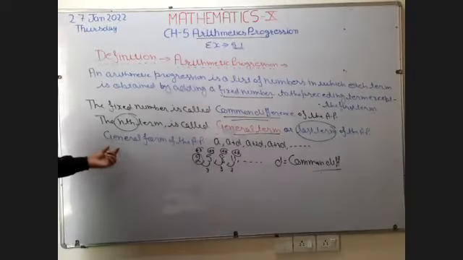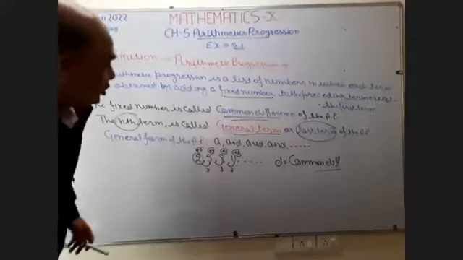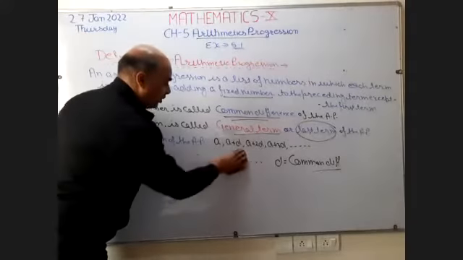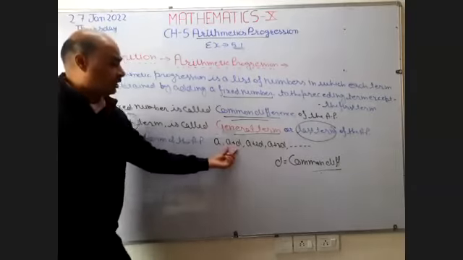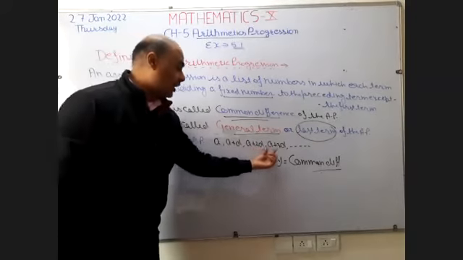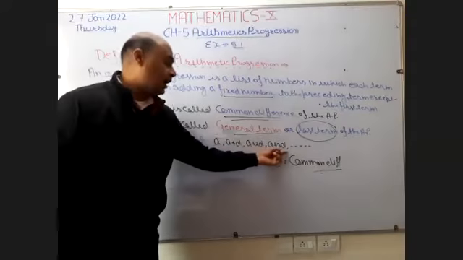Okay? Now next, the general form of an AP. What is the general form of an AP? The first term I suppose is A. After that, the second term is A plus D. The third term is A plus 2D. And the fourth term is A plus 3D. So this is the general form of an AP.